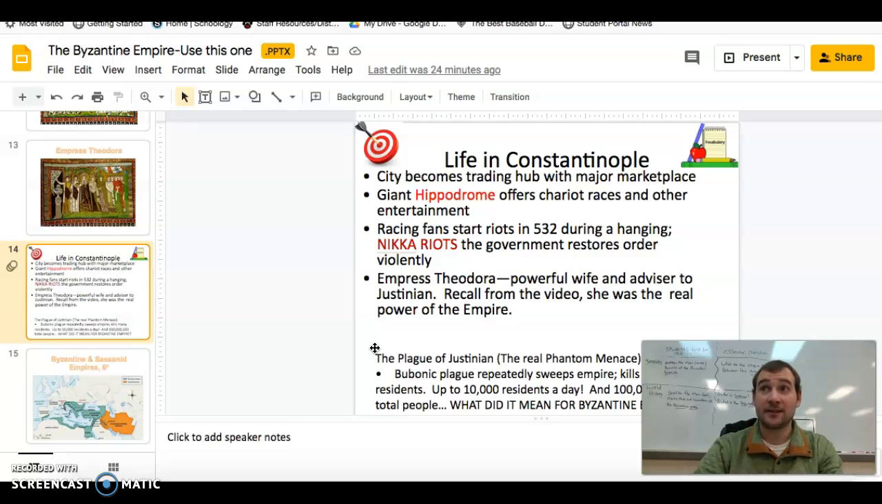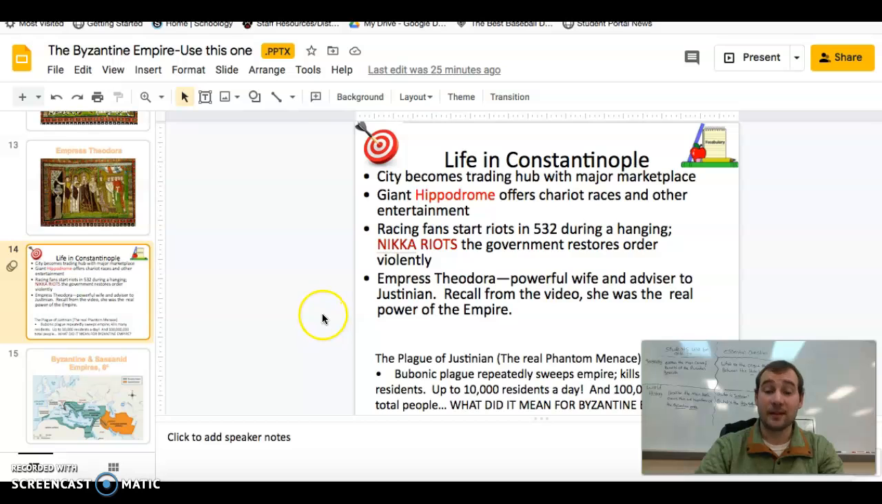Chariot races and chariot racing teams in the Byzantine Empire. If we think about football and how passionate we are about it in America, times that by 1,000,000. Think about soccer in Europe, times that by 5, 10. It is the number one thing that people focus on in the Byzantine Empire. The chariot races are everything, and the team you support is everything. And the teams are broken up by color. So you have red, blue, green, yellow, whatever.